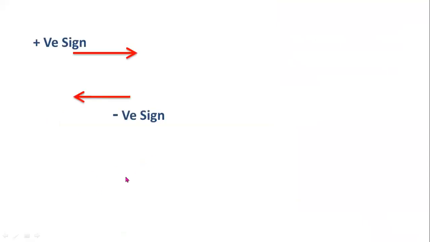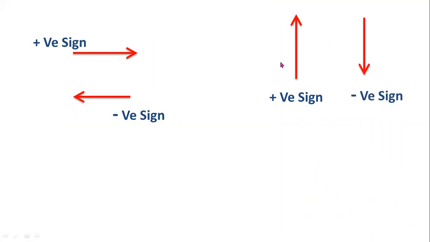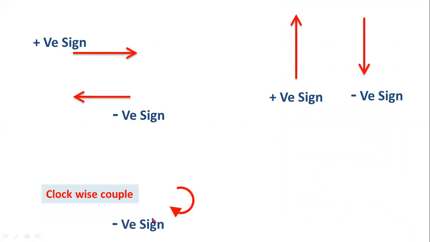These are the important sign conventions for resolving the forces along the x-axis and along the y-axis. For the right side direction, positive sign. For the left side direction, negative sign. For the upward direction, positive sign. For the downward direction, negative sign. For clockwise direction, negative sign, and for anti-clockwise direction, positive sign.